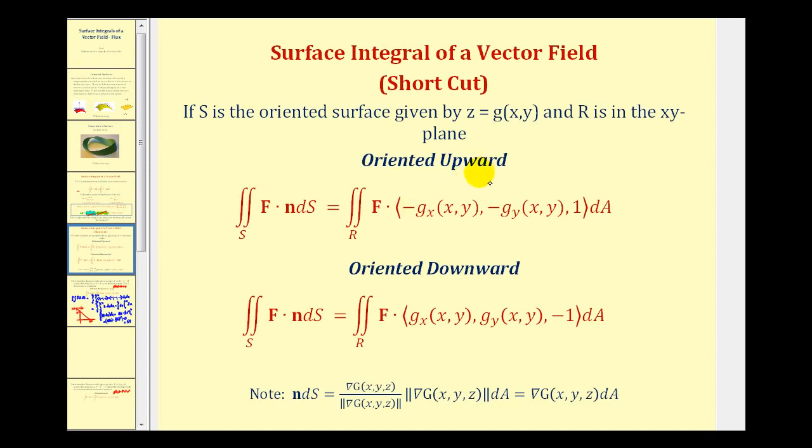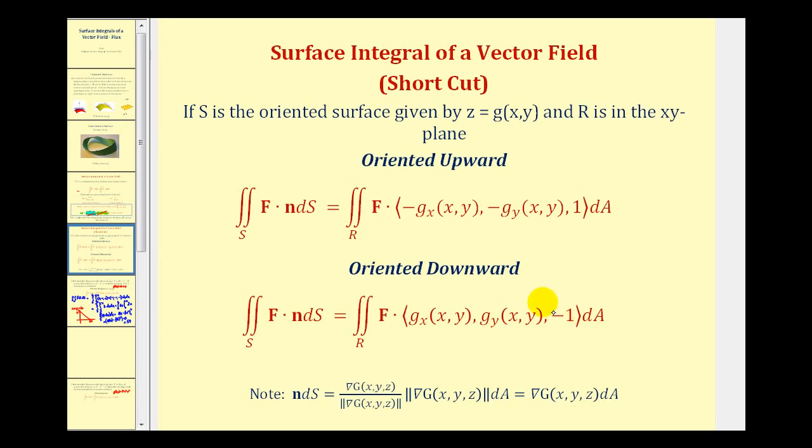Notice that the orientation is upward. We take the opposite of the partial derivatives of g with respect to x and y, and the z component is positive 1. And if the orientation is downward, we take the partial of g with respect to x, the partial of g with respect to y, and then the z component would be negative 1.